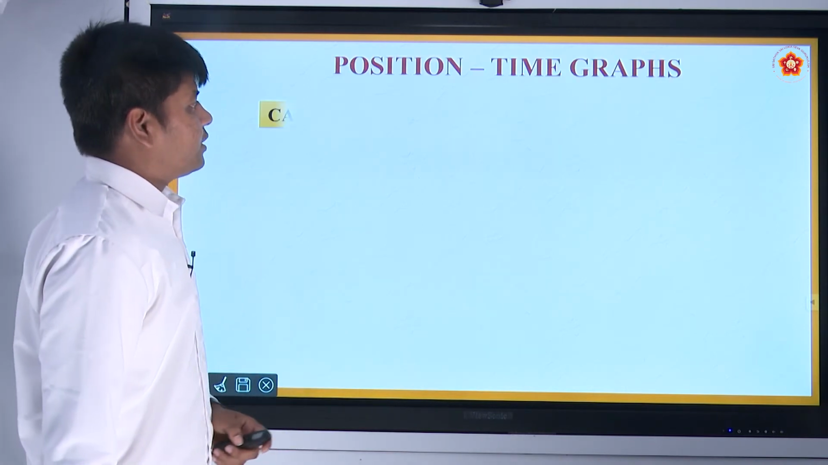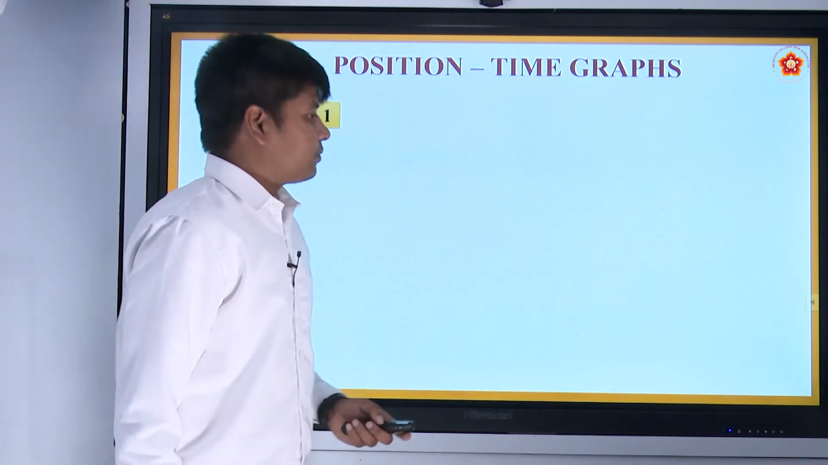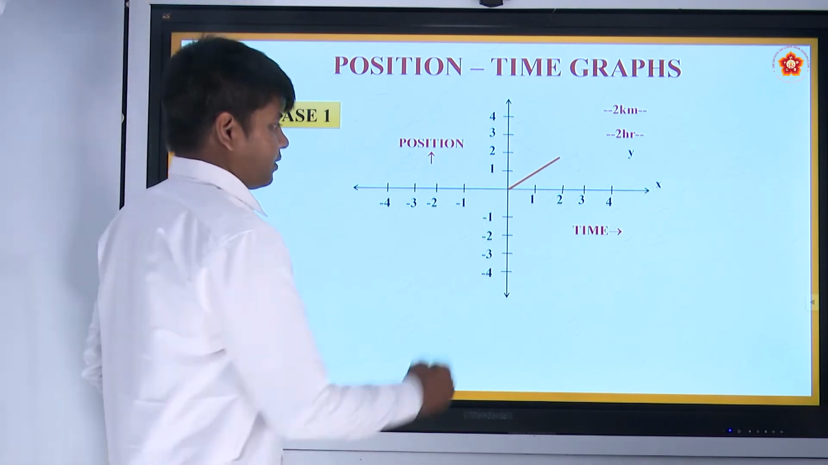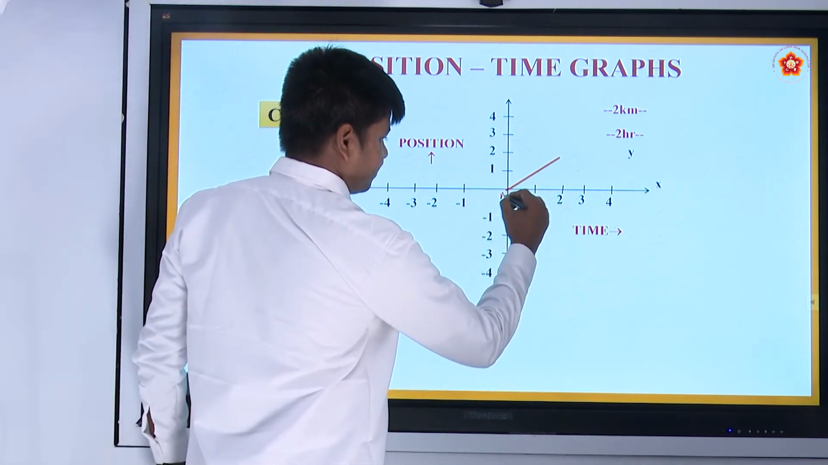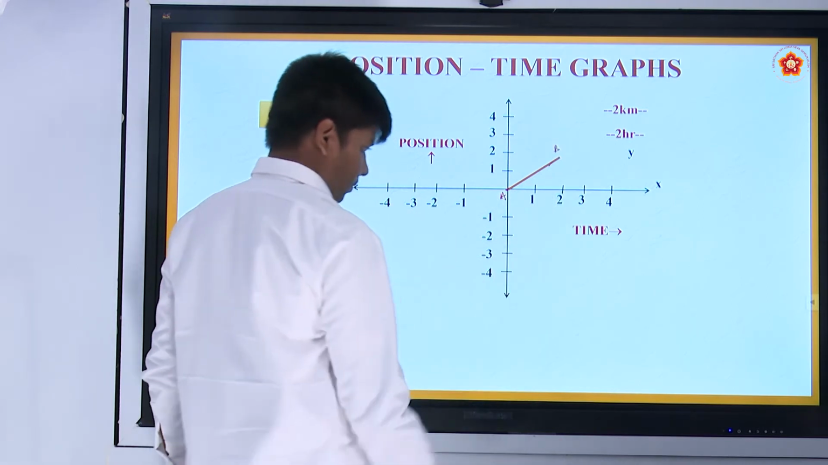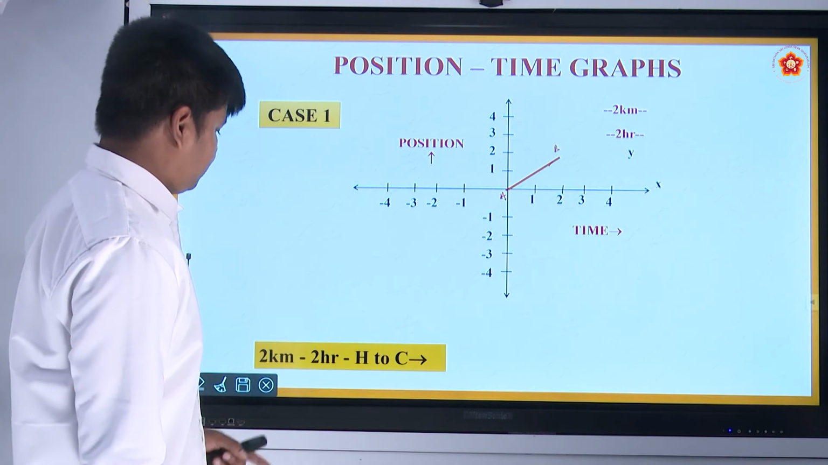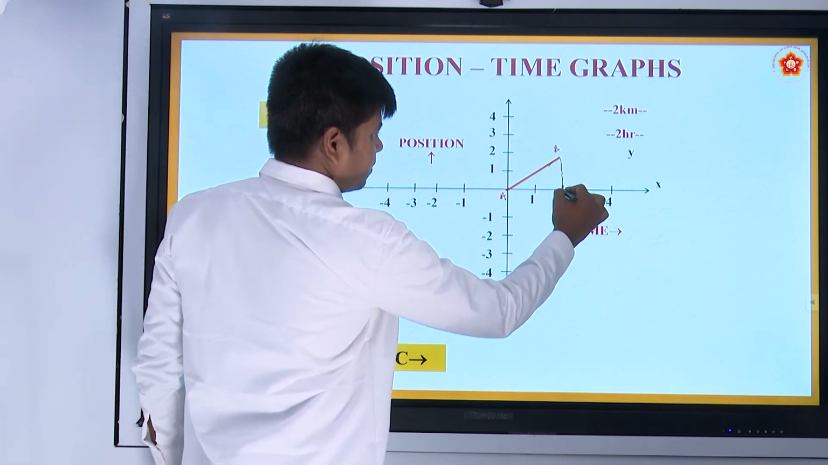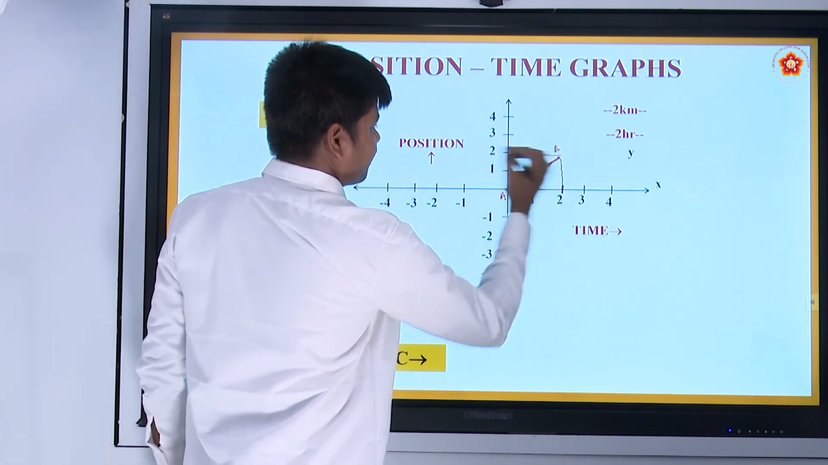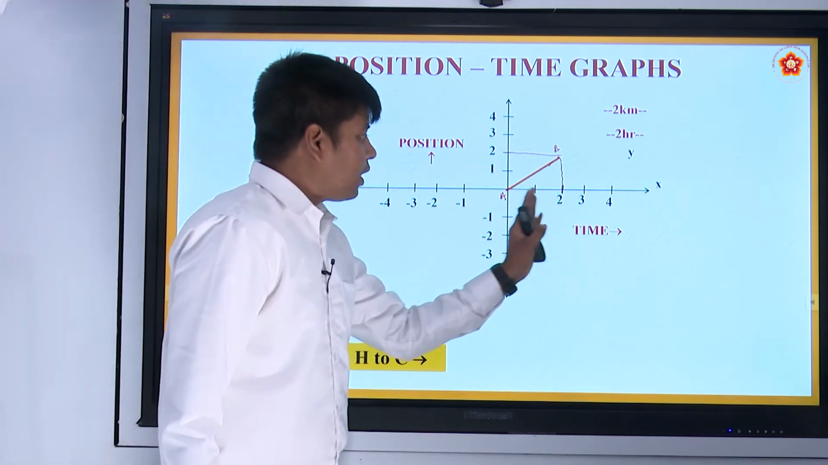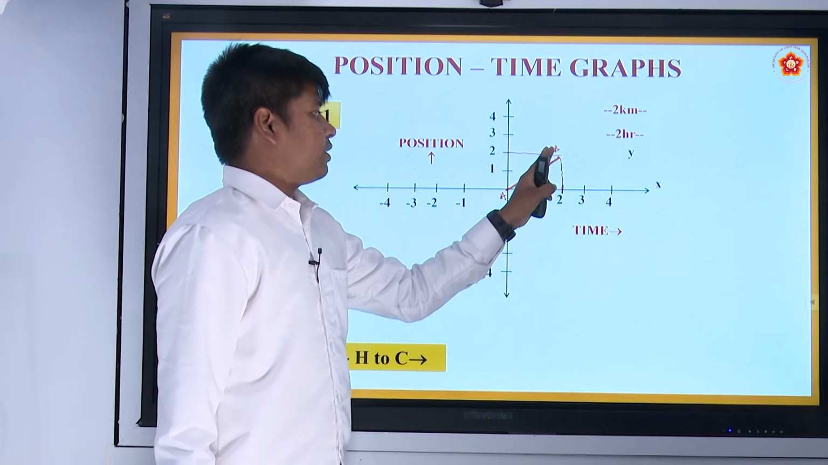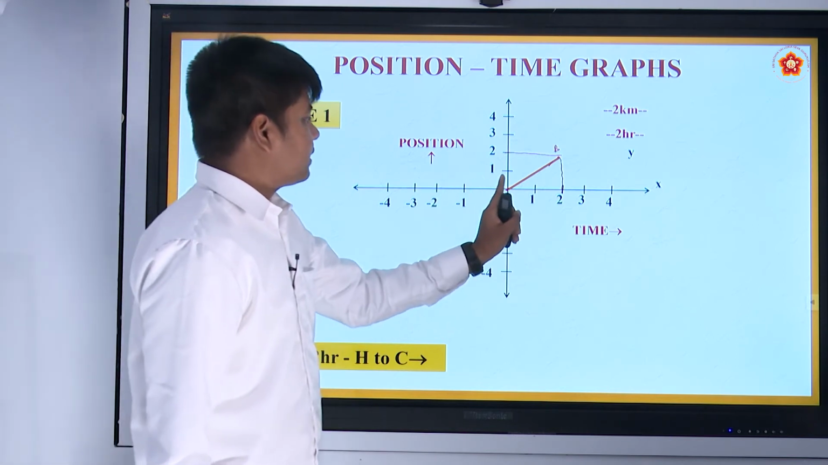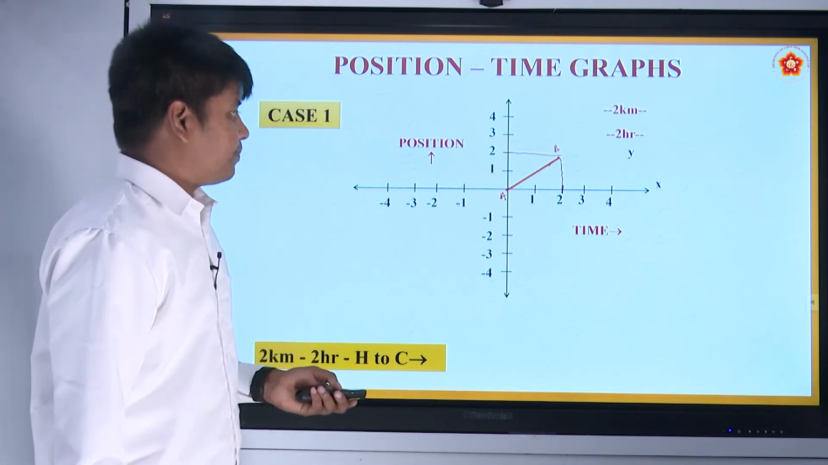The second one, position time graph, case 1. Let us see. You have position and you have time. Now the particle is moving, for example, this is A, this is B. So it moved from A to B. The coordinates are given. This is 2. This is also 2. So it took 2 hours to change its position in the positive direction from 0 to 2 kilometers. In 2 hours, it is rising 2 kilometers. That is what is depicted.